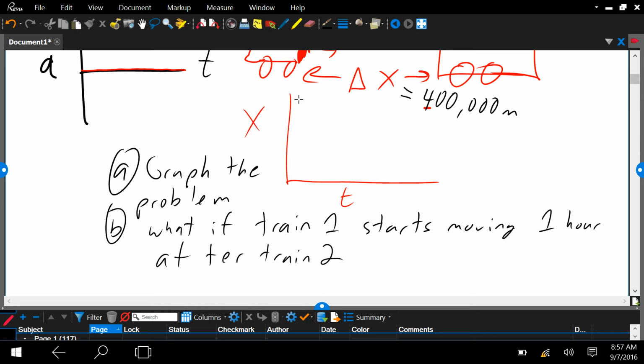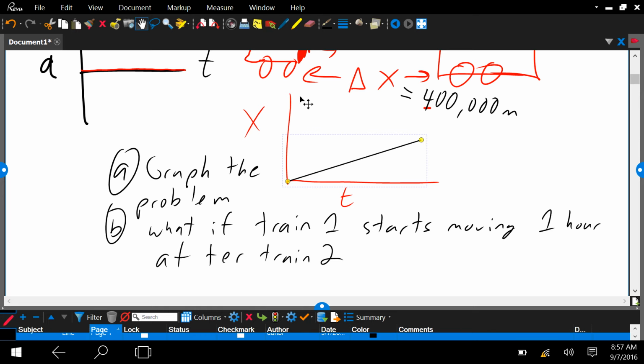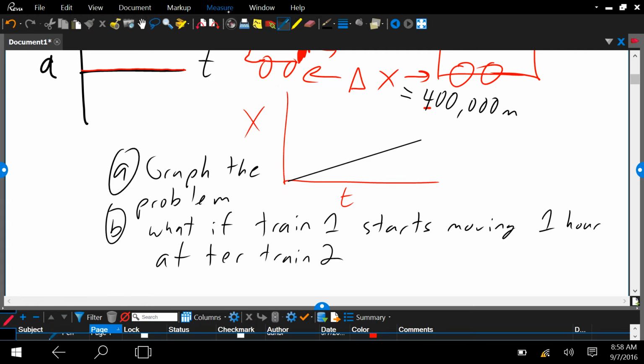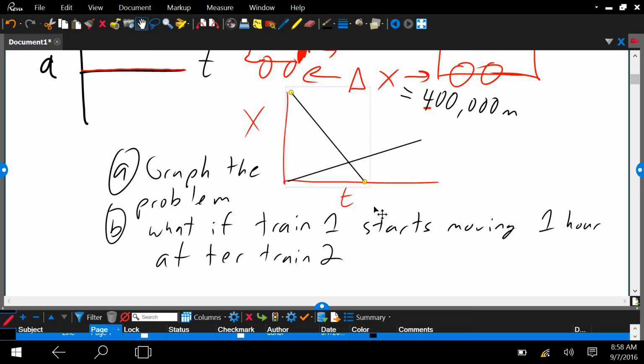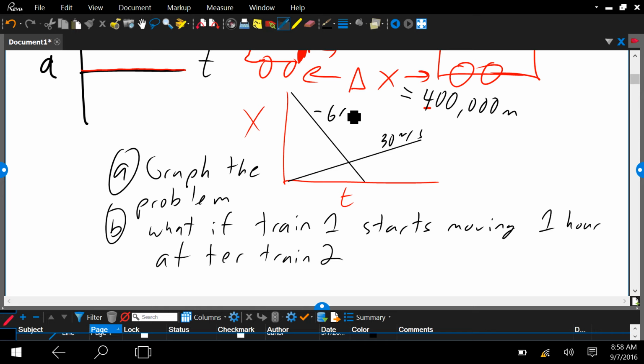First, I want to graph the first problem. I would graph it like this, and then I would graph the other line, and I would intersect them. I would give one of them a slope of 30 meters per second, and I would give the other one a slope of negative 60 meters per second. Okay, and I would find the intersection point.